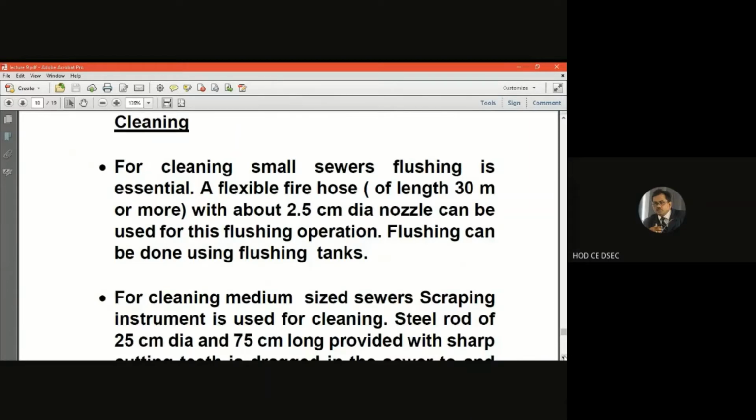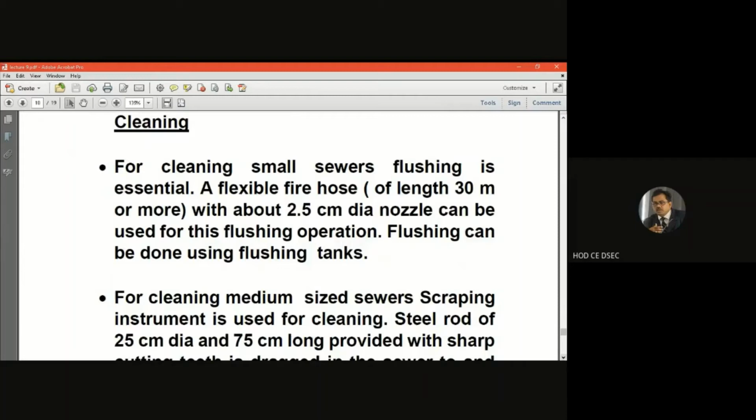we use a flexible fire hose pipe with a nozzle of 2.5 centimeter diameter and length 30 meter. This hose pipe with the nozzle can be used for the flushing operation. Through this nozzle piping system, the water is passed under pressure, and by that means the flushing can be done for removing the clogging particles. That is one aspect. Again, the flushing can be done using flushing tanks also. By flushing tanks also we can provide flushing for cleaning the sewers.